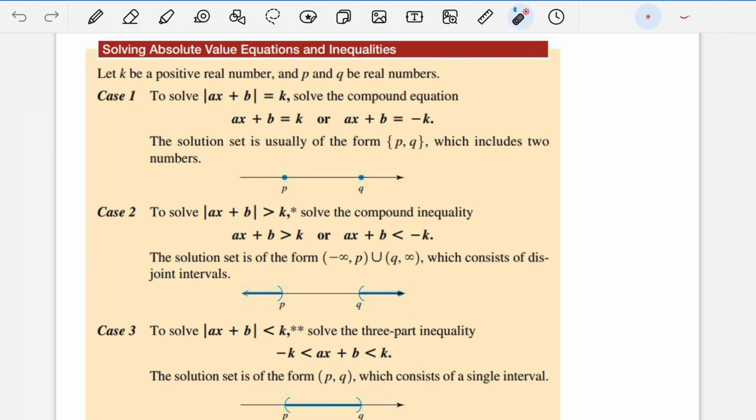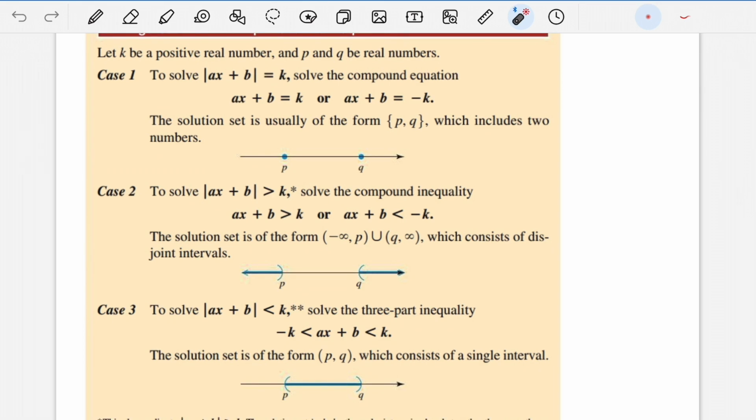Now in our second case here, we have the case where our absolute value is greater than some number k. So we end up with this compound inequality here, where what's inside our absolute value can be greater than k, or what's inside can be less than our -k value. So our solution set looks like this in interval notation and looks like this on our number line. And then lastly, our third case, if we have this case here where our absolute value is less than some number k, then we end up with our 3-part inequality. And our solution set is usually of this form here. It just consists of a single interval.